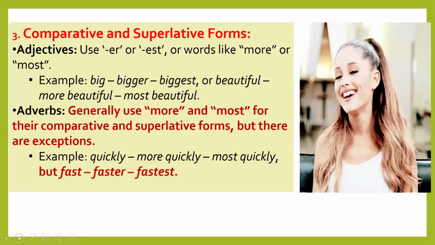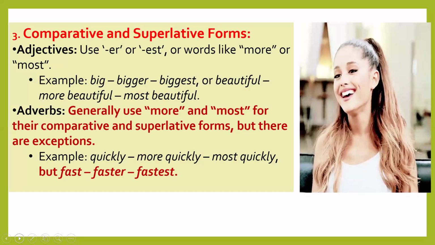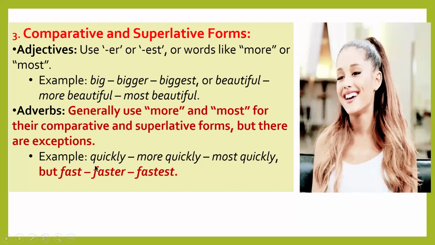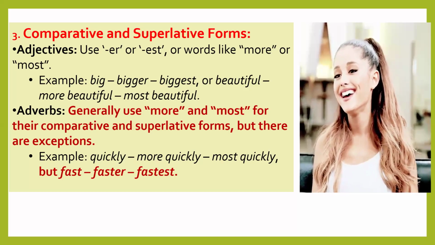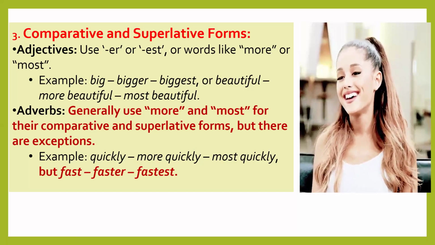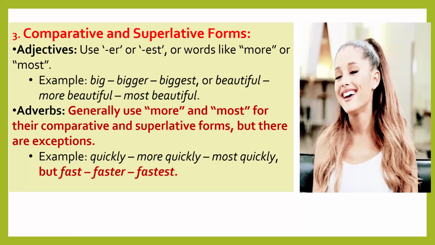Third is comparative and superlative forms. Adjectives use er or est as a suffix, or words like more or most as a prefix. Example: big, bigger, biggest; beautiful, more beautiful, most beautiful. Adverbs generally use more and most for their comparative and superlative forms, but there are exceptions.